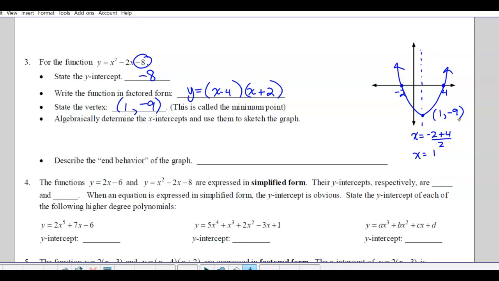So algebraically determine the x-intercepts. Well, we've already done our work here. X-intercept is when y is 0, so we're putting 0 into our factored form. So there's really not a lot of work because we did some of it already.